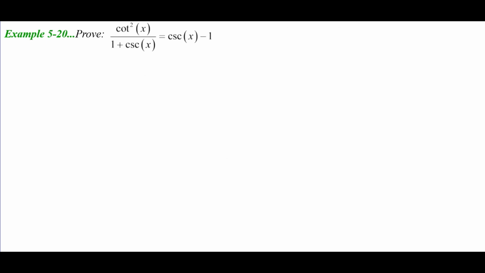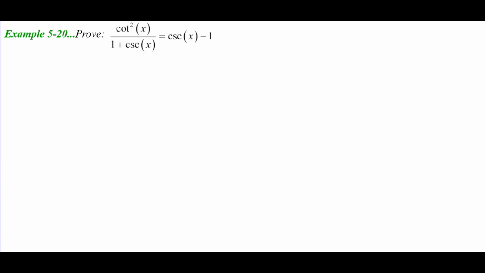All right, one more example here. We've got cotangent squared x over 1 plus cosecant of x equals cosecant x minus 1. So again, I'm going to start with the left side because this side looks more complicated. So here what I'm going to start with is I have a cotangent squared and I have a 1 plus cosecant of x. So cotangent squared is on my formula sheet with my Pythagorean identities.